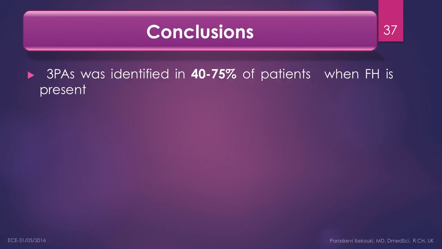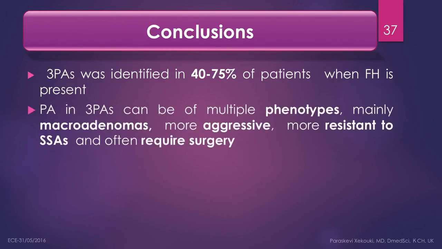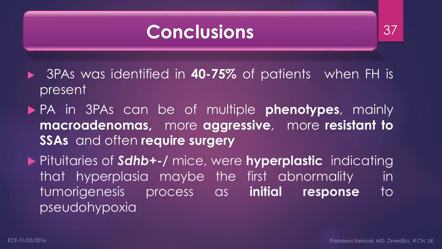3PAS was identified in 40 to 75% of patients with a family history. Pituitary adenomas in this association can be of multiple phenotypes, mainly macroadenomas. They are more aggressive, more resistant to somatostatin analogs, and often require surgery. Pituitaries in the heterozygote mice were hyperplastic, an indication that probably hyperplasia may be the first abnormality in the tumorigenesis process as an initial response to pseudohypoxia.